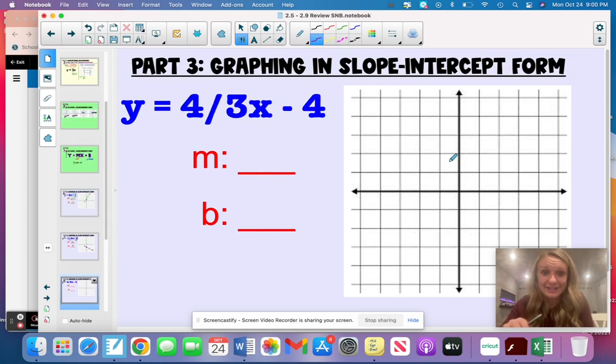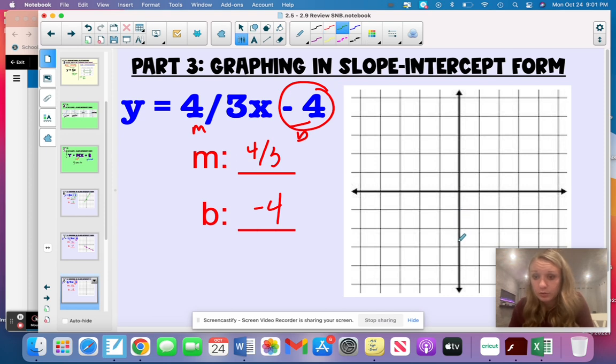Okay, last graphing review. We've got M and we've got B. So our slope is 4/3. Our y-intercept is -4. So we will start here at -4. 1, 2, 3, 4. And because our slope is positive, we're going to go up and over. So I go up 1, 2, 3, 4 over 1, 2, 3. And then you connect with a line.